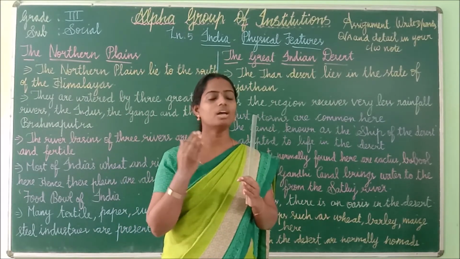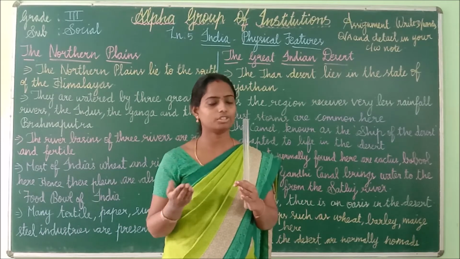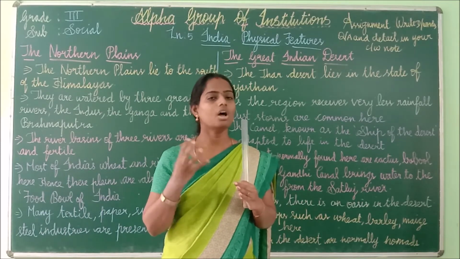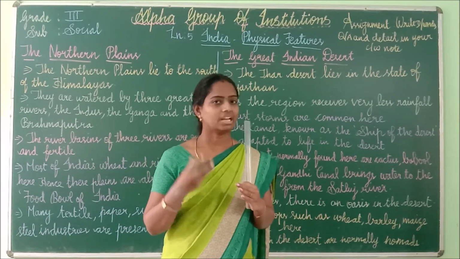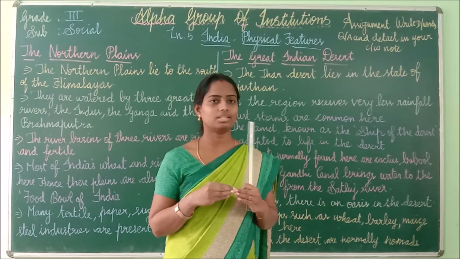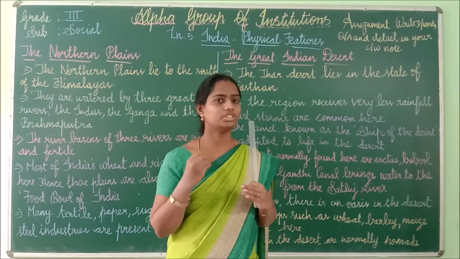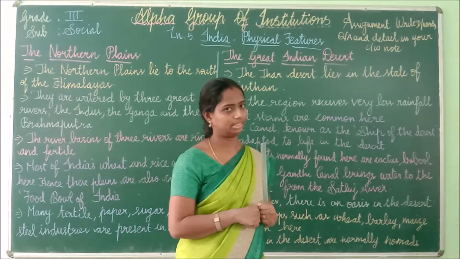It is useful for cultivation, or anything. It may be for crops. It is useful for the people who are living in the Thar desert, to live. Which river, children? Satluj river.